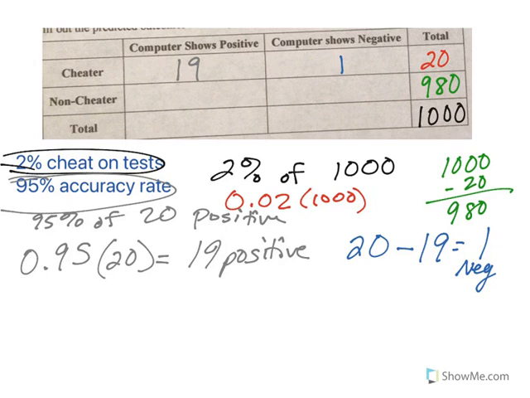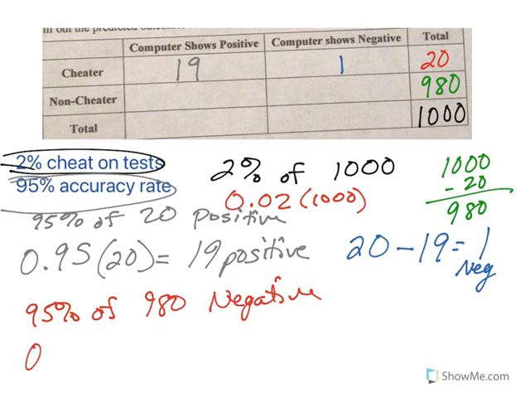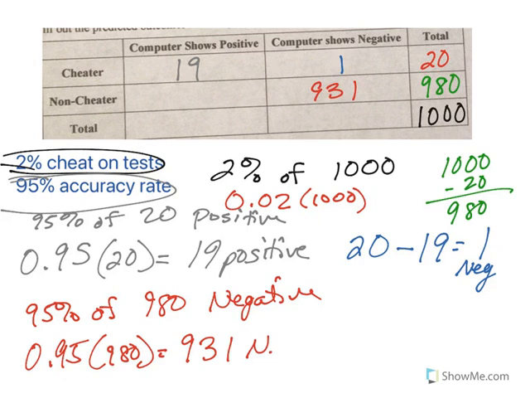Great. Let's do the same thing for our non-cheaters. That means 95% of the 980 will test negative because they're not cheaters. So the test will show that no, they did not cheat. 0.95 times 980 means 931 will test negative. Again, I take the 980 non-cheaters, I subtract the 931 that tested negative, and that means that 49 will test positive, which is real sad, but it happens.